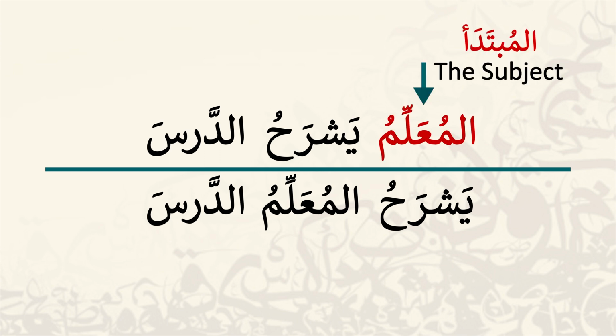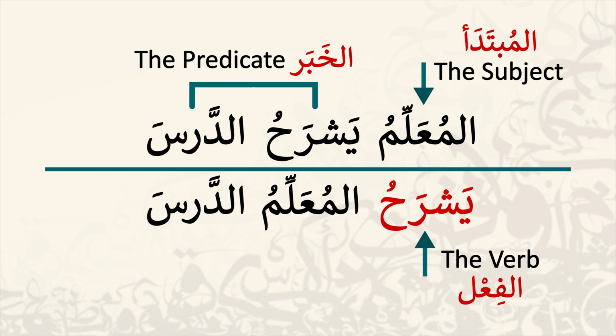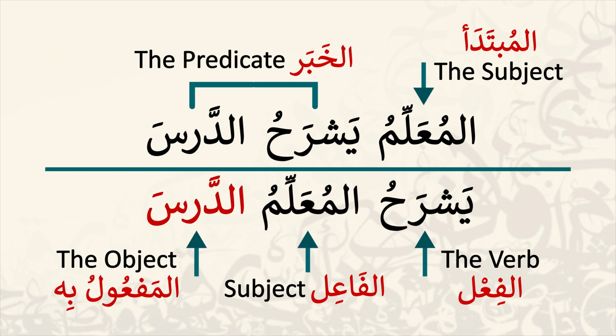In the first one, the nominal sentence, المعلم is the subject, المبتدأ, and يشرح الدرس is the predicate, الخبر. But in the second one, the verbal sentence, يشرح is the verb, الفعل, المعلم is the subject of the verb, الفاعل, and الدرس is the object, المفعول به. So far, we have seen the predicate as a sentence, whether it's a nominal sentence or a verbal one.